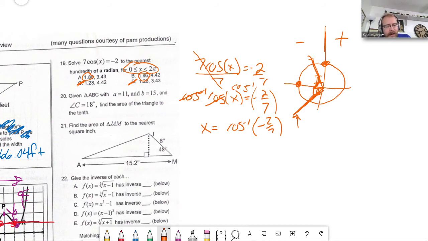I go all the way to pi, and then I add the reference angle, that 1.28 number that you just got from your calculator. And I get 4.42. So the answer is B. Woof. All right, that one took a while. That's not an easy topic. That is how you would solve this.